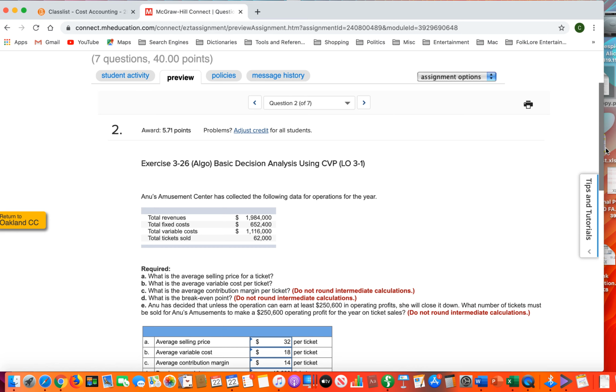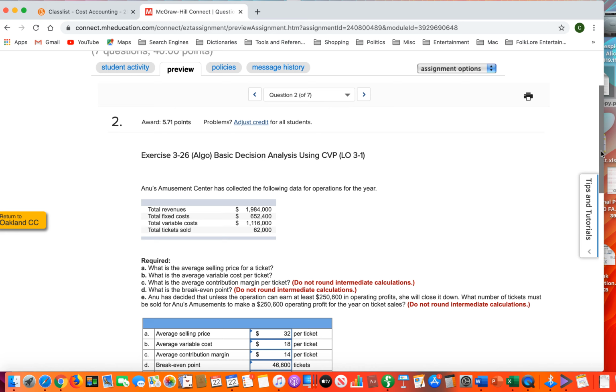All right. Now, what is the break-even point? They want it typically in terms of the number of tickets in this case. What did I say on the previous slide? Fixed cost divided by the contribution margin per unit, or per ticket in this case, will give you the number of tickets you have to sell to break even. Well, the fixed cost is 652,400. You divide that by 14, and we get the break-even point in terms of tickets of 46,600.